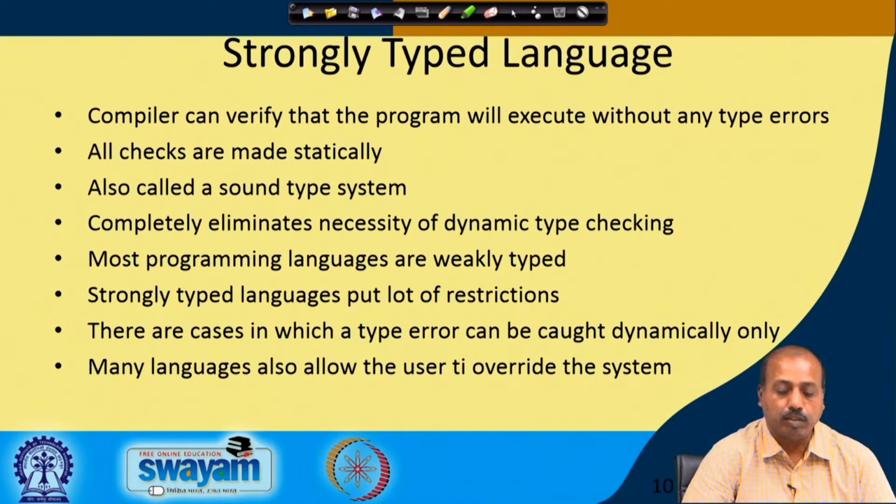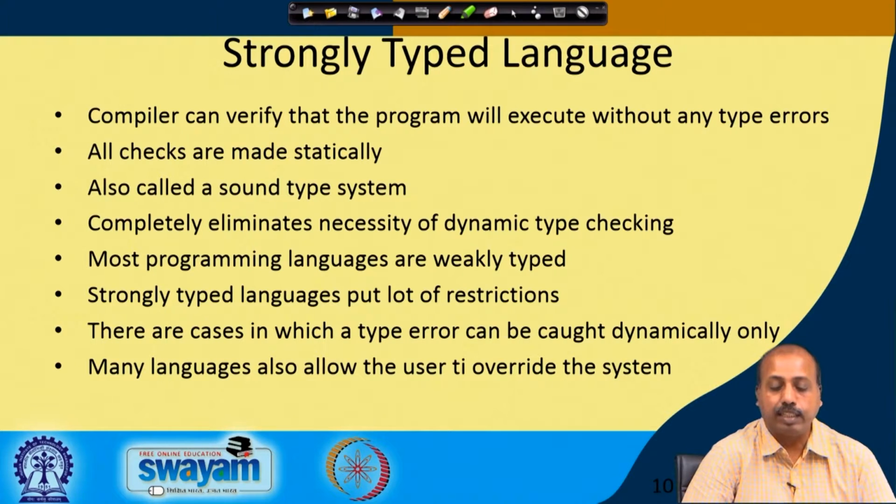So, they are called a sound type system. It completely eliminates the necessity of dynamic type checking, because there is no scope left for dynamic checking. Most programming languages are weakly typed. Why is it so? Because many times it is not possible to have everything done statically. For example, the array bounds check. We cannot have those things done statically.